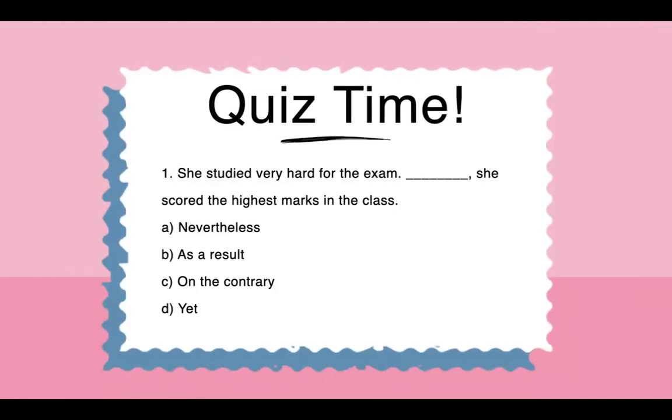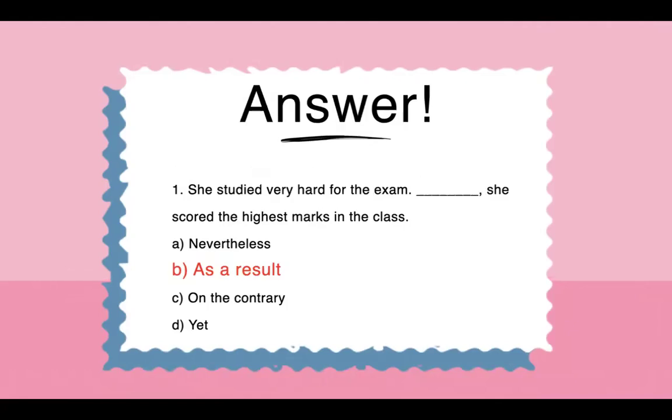I hope you have written the answers. Let's check. The correct answer is as a result. We cannot choose nevertheless because it is opposite. On the contrary is also opposite. Yet is also opposite. So if she has worked hard, definitely she is going to score the highest marks or score good. So B is the correct answer.